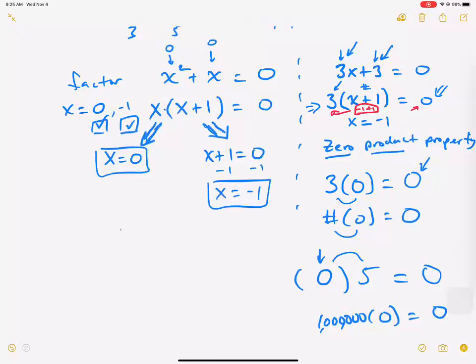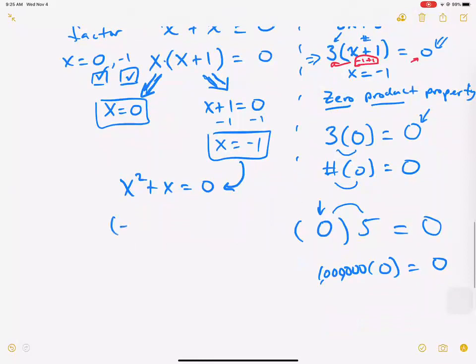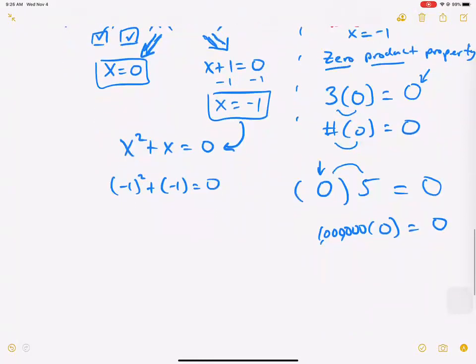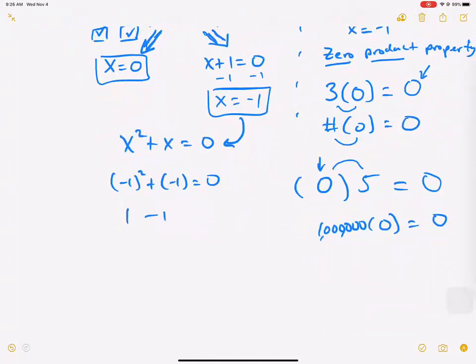And let's try it. x squared plus x equals 0. What if x was negative 1? Negative 1 squared plus negative 1 equals 0. Negative 1 squared is 1, minus 1. Oh my gosh. How many of you knew that negative 1 was an answer, just by looking at it?